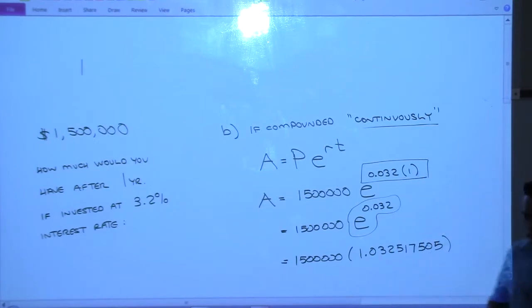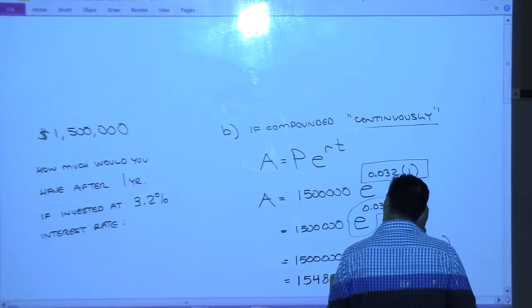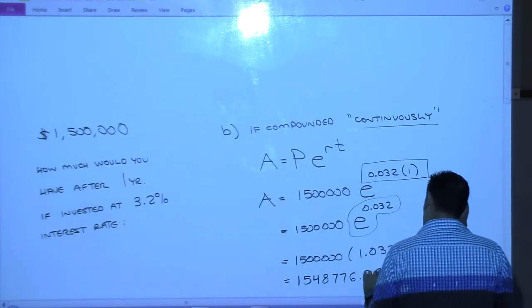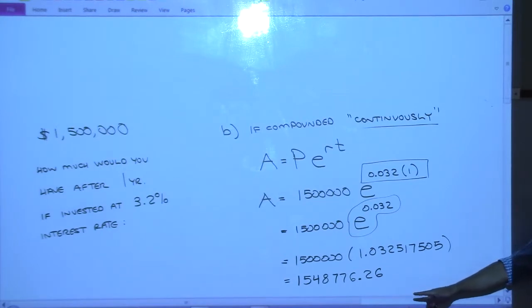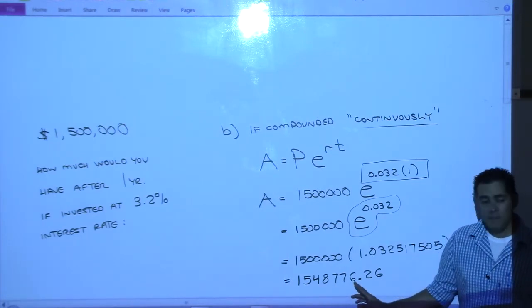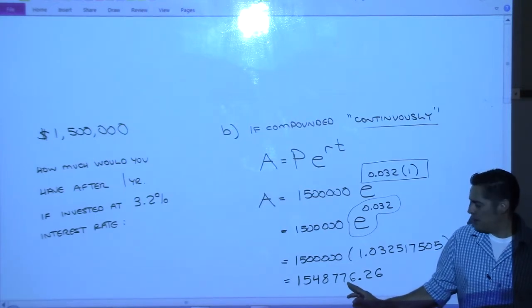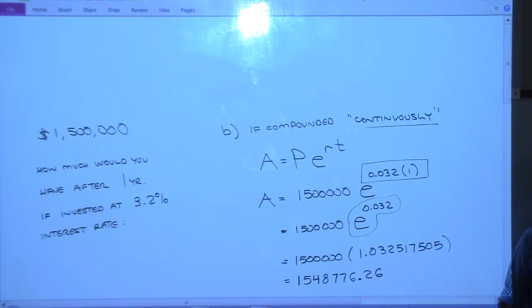Take that and multiply that by that. $1,548,776.26. That's the answer I got for this one. Who else got something close to that? Okay, what was the answer for the other formula? It was 1,548,710? So that's a pretty big difference, right? That's about, what, $60 difference over the period of the year?